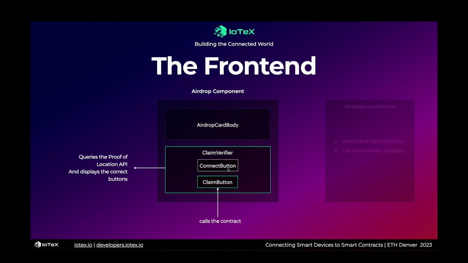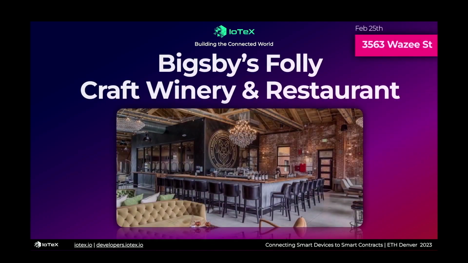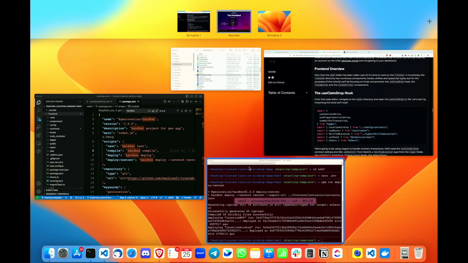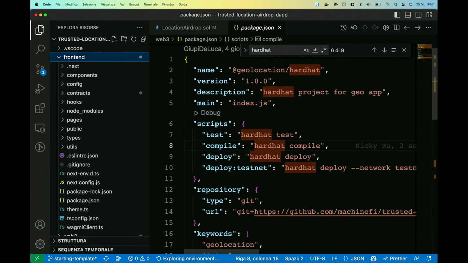Connect button, it's simple. We're just going to use WAGMI to connect and get the user address. Then we're going to use this claim button. Claim button works twofold. One, like you saw earlier, you ask for the proof from the API. Once that is unlocked, then we call the contract. And so the claim verifier component is the component that lets us display and orchestrate this whole behavior. All right, so let's get rolling.